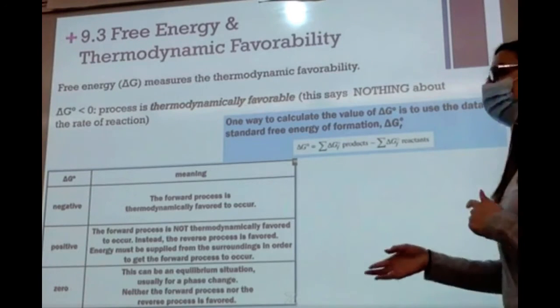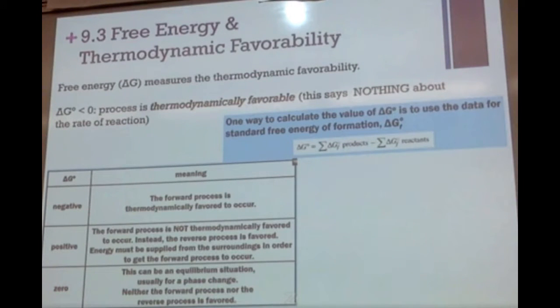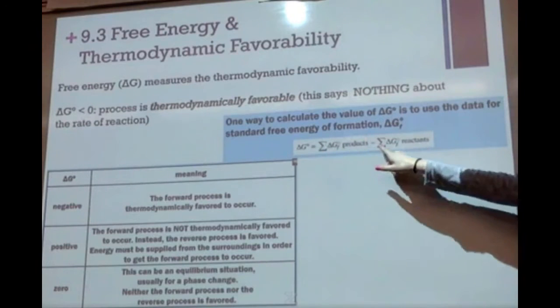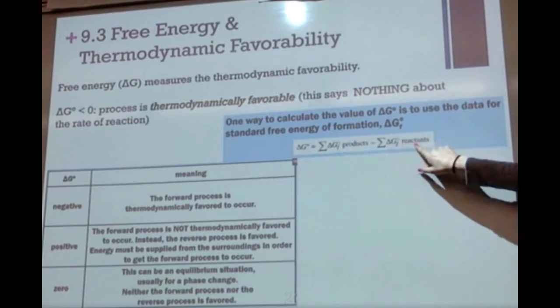So neither the forward nor the reverse process is favored. We would say it's at equilibrium. One way to calculate delta G is to use another familiar looking equation.